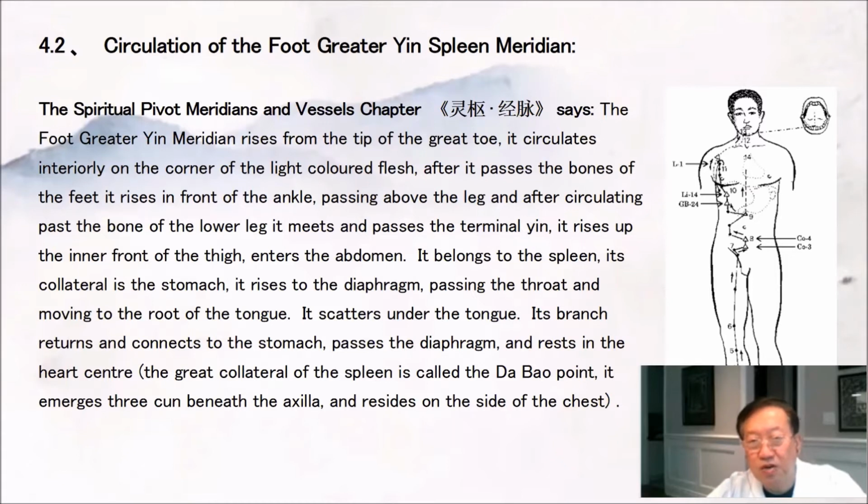Its collateral is the stomach. It rises to the diaphragm, passing the throat, and moving to the root of the tongue. It scatters under the tongue. Its branch returns and connects to the stomach, passes the diaphragm, and rests in the heart center. The great collateral of the spleen is called the Dabao point. It emerges 3 tun beneath the axilla and resides on the side of the chest.